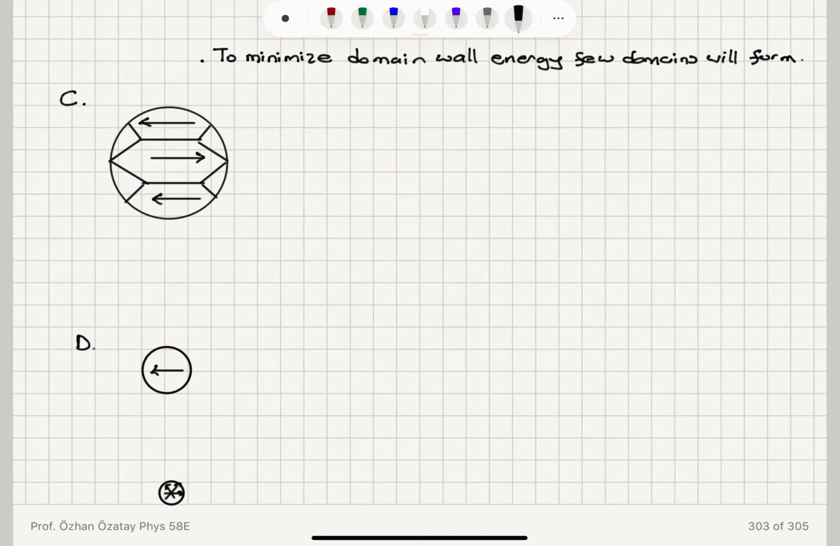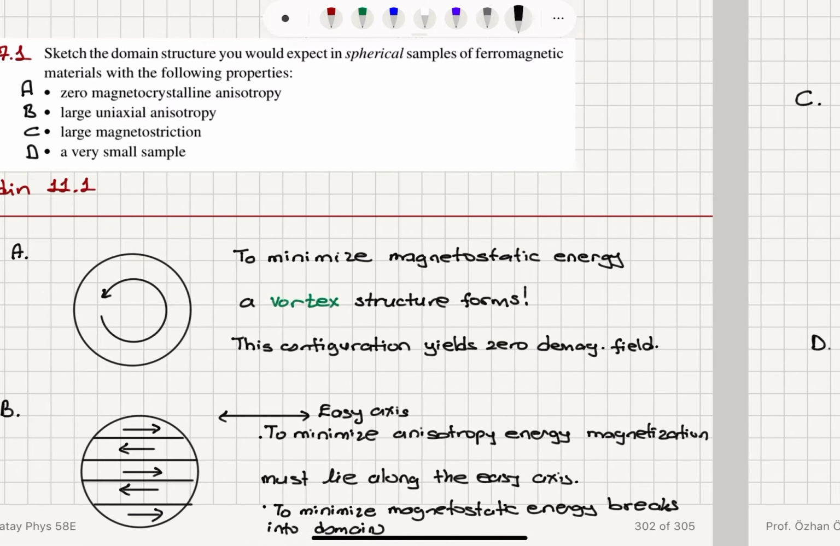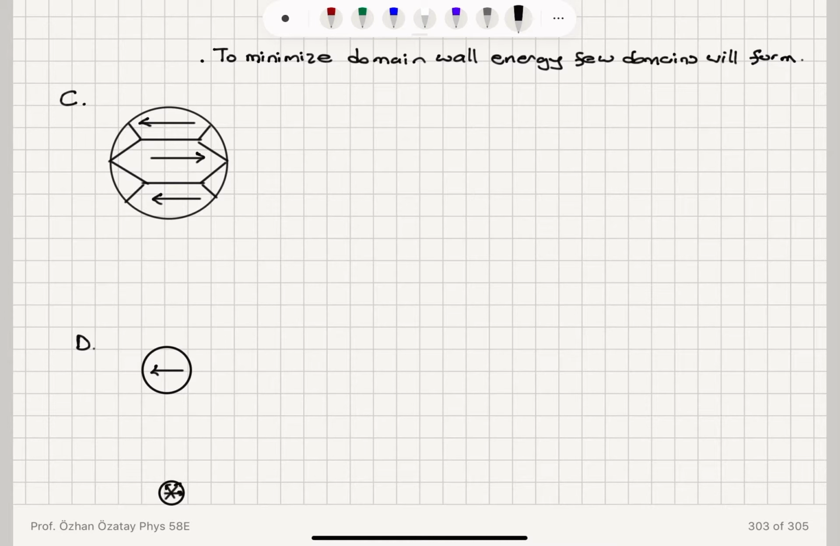Okay. Now part C, we have large magnetostriction. Now again, we have anisotropy in the system when we have large magnetostriction. And in this case, we must have closure domains forming in order to minimize the magnetoelastic energy. So we still have the main domains having magnetization pointing along the easy axis.